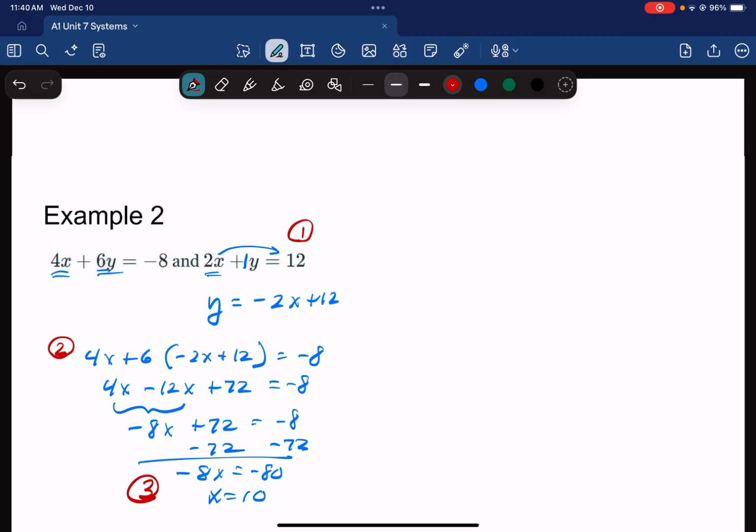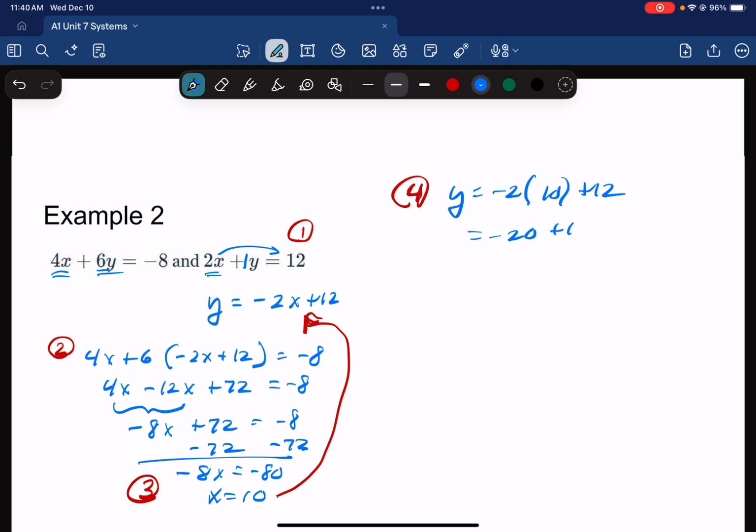That was step 3. Step 4, I'm going to come back up here with my 10 and plug it in right there. Okay, so this becomes step 4. Y equals negative 2 times 10 plus 12. And big finish. My solution is 10, negative 8.